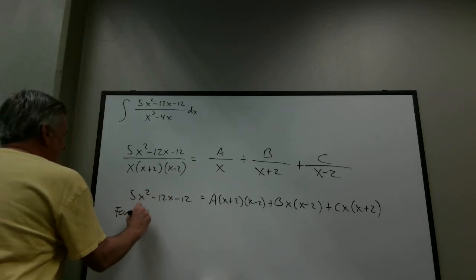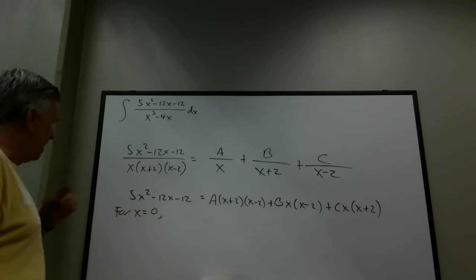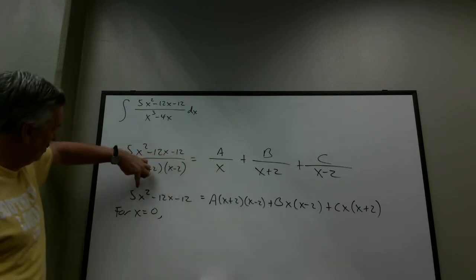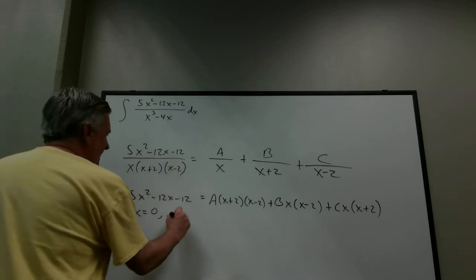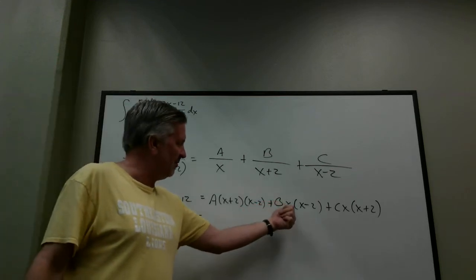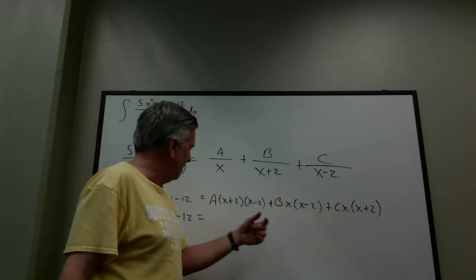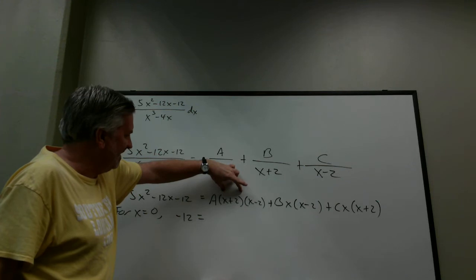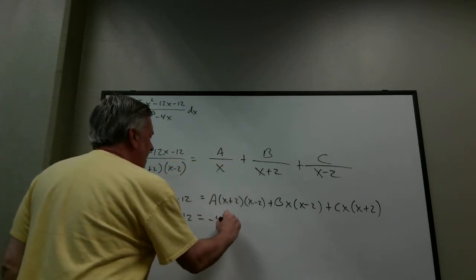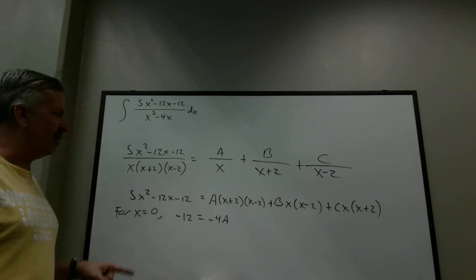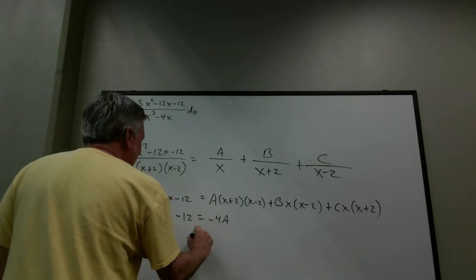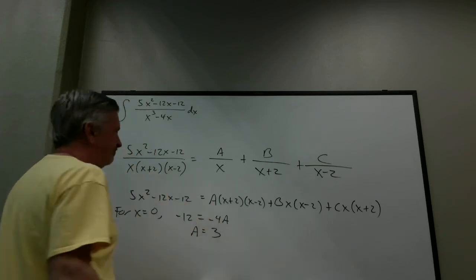So for x equals 0, I'm plugging in 0 on the left and 0 on the right. So when I plug in 0 on the left, you get 0 minus 12. I get negative 12. And if I plug 0 on the right, again, this term and this term are gone. So I'm only left with this term. And when x is 0, I get 2 times negative 2. I get negative 4a. So if you choose the right numbers and eliminate some of the variables, the algebra turns out to be a lot easier. So notice I get a is 3.